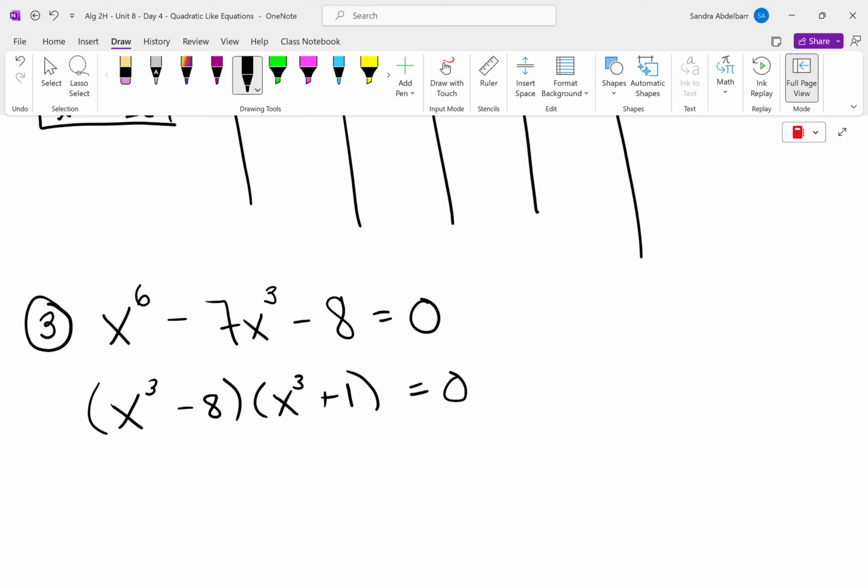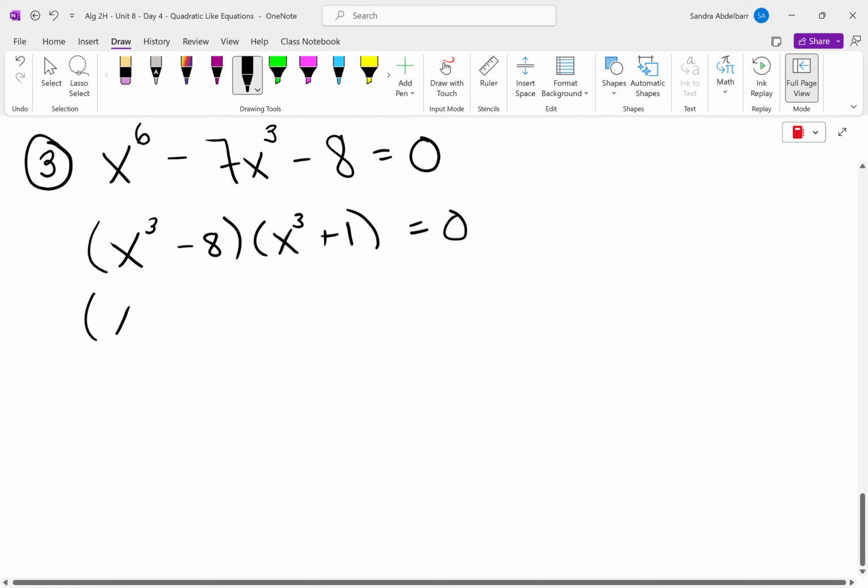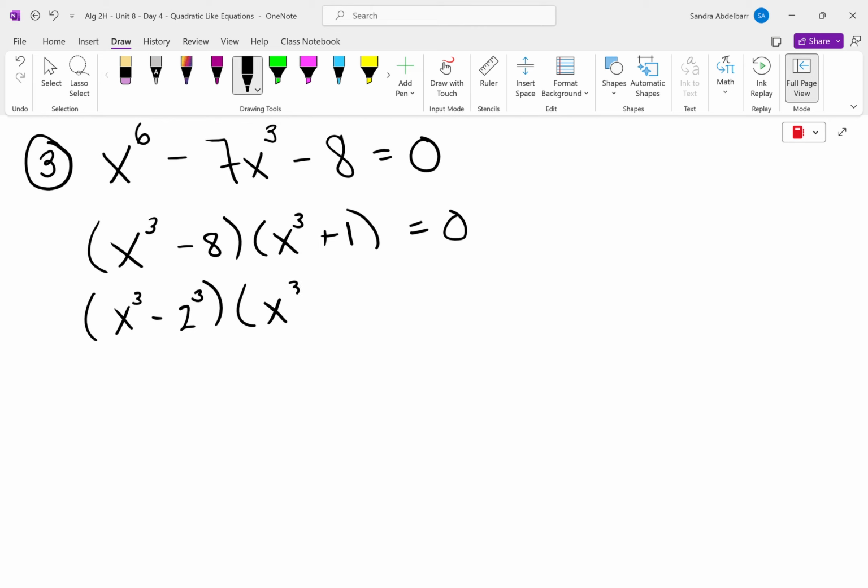What do I really hope you realize at this point? Philip? Good. We have difference and sum of cubes, so I'm going to go with that. So this is the same as x cubed minus 2 cubed, and this is the same as x cubed plus 1 cubed. So when you factor a difference of cubes, you're going to get a minus b.